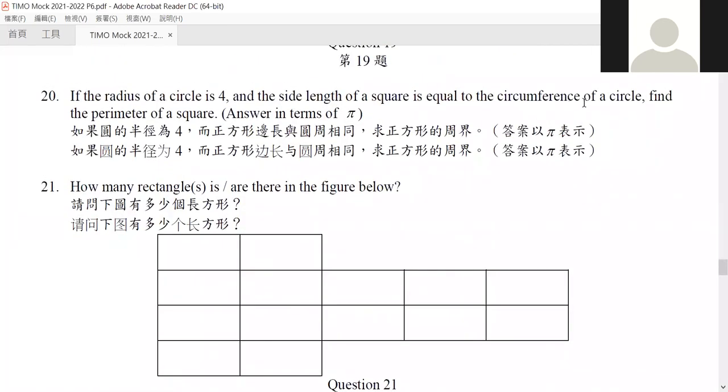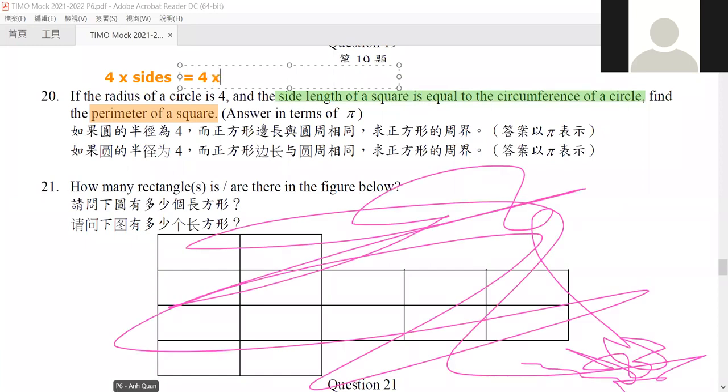If the radius of a circle is 4 and the side of a square is equal to the circumference of the circle, find the perimeter of the square. What is the perimeter? A perimeter for a square is exactly 4 times the side, right? But what is the side? The side length of the square is equal to the circumference, right?